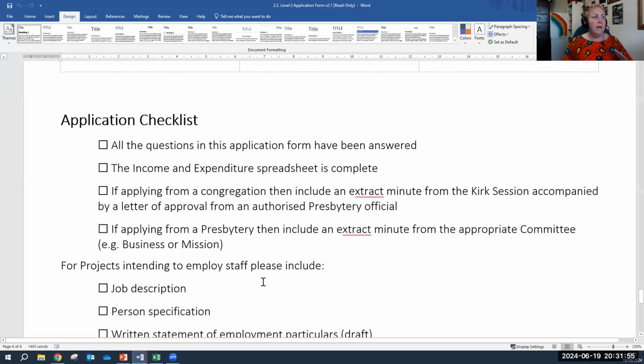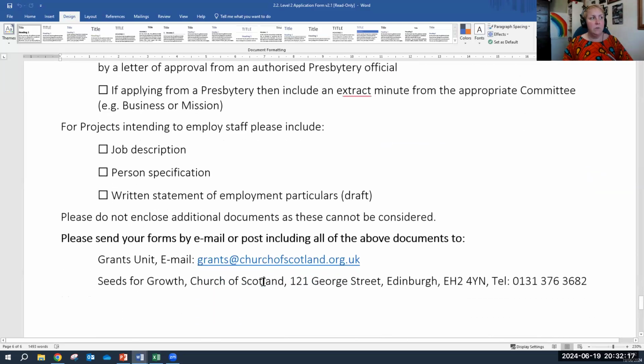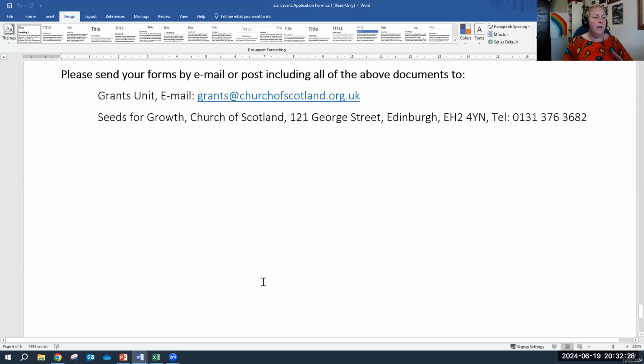If you're applying from a congregation, then we have the extract minute from the Kirk session and a letter of approval from an authorised presbytery person. Or if you're applying as a presbytery, that you have included an extract minute from the appropriate committee. Sometimes they're named the business committee, sometimes the mission committee, whatever the procedures are of your particular presbytery. If your project is going to employ somebody, then we need to see any applicable job descriptions, person specifications, and written statement of employment particulars. And then it all gets sent off to us. So what happens next?